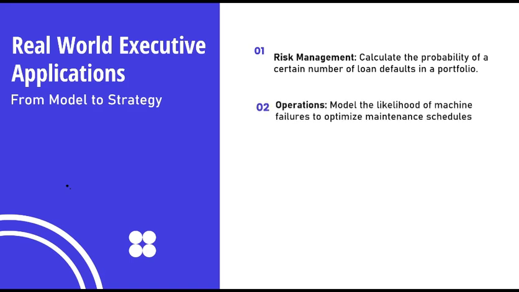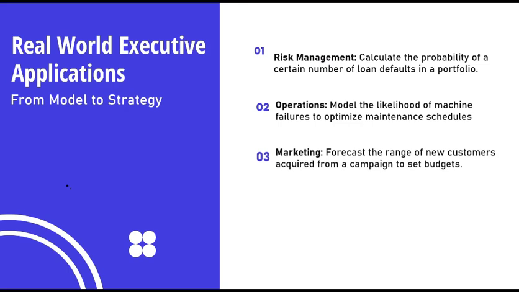Operations: model the likelihood of machine failures to optimize maintenance schedules. Suppose I have 10 machines working simultaneously. Given their history of previous failures, I can find out the probability of how many failures may take place in a given day, and accordingly I can schedule mechanics. If I find that there is a high chance of failure following a particular maintenance, in that case I can schedule more technicians for mending these machines whenever they fail. So this way we can do management or scheduling.